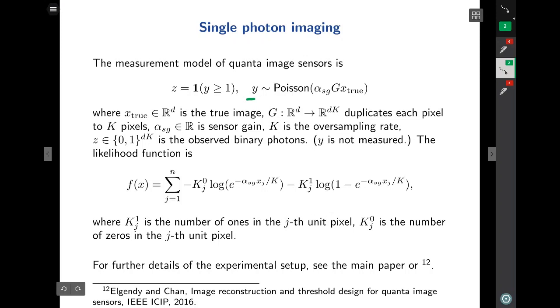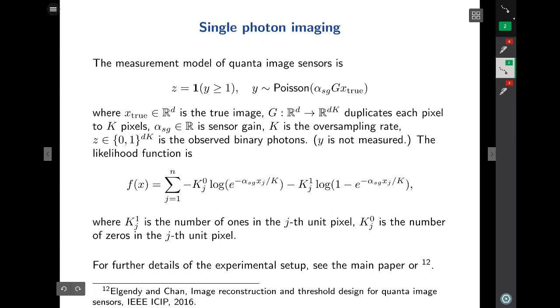The mean of the random variable Y, the photon count, is roughly speaking proportional to the intensity of the true image. X true represents the true image, and alpha represents a sensor gain. An integer value k represents an oversampling rate, and the matrix G duplicates each pixel to k pixels. The idea is that for each pixel, we have k sensors that can detect up to one photon. If you are interested in further details of this experimental setup, refer to the main paper or the work of Elgendy and Chan.